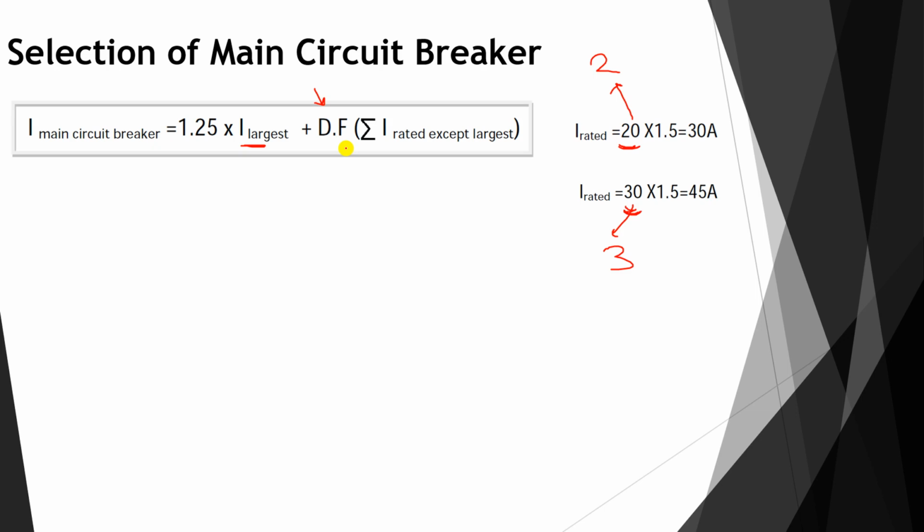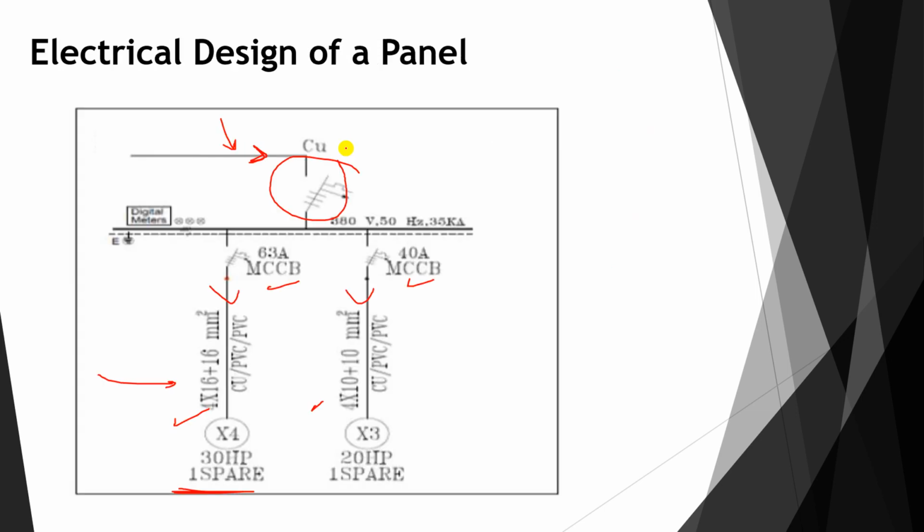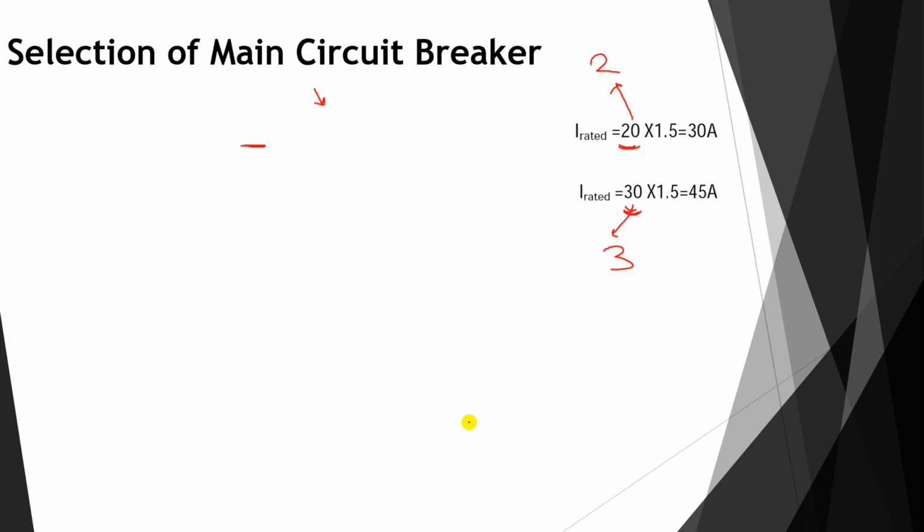Anyway, if you look here, we have a factory. So what does this mean? It means that all of these systems are operating. So the diversity factor will be 1.